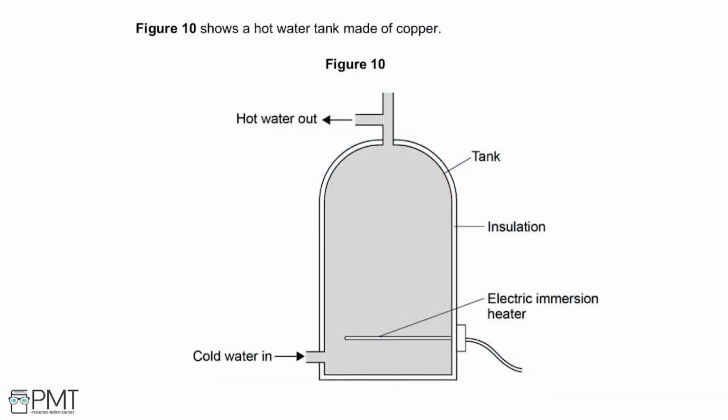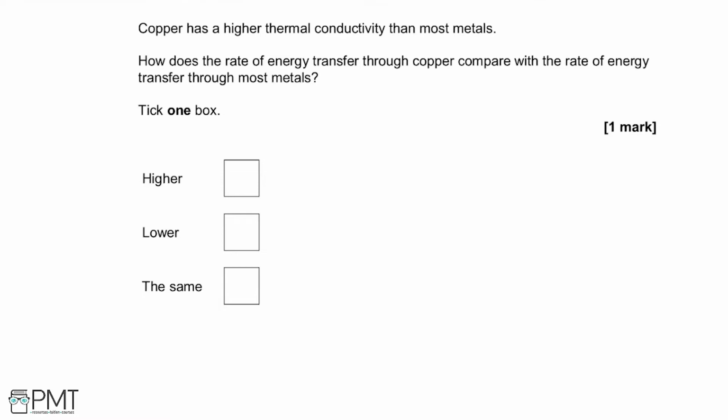Figure 10 shows a hot water tank made of copper. Copper has a higher thermal conductivity than most metals. How does the rate of energy transfer through copper compare with the rate of energy transfer through most metals? Tick one box, and our options are higher, lower, or the same.